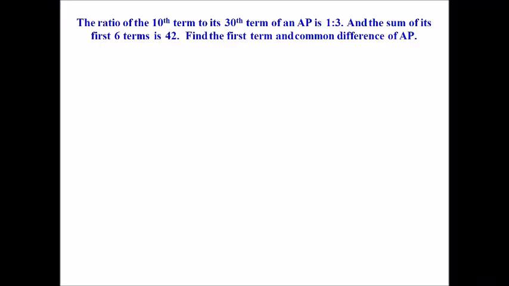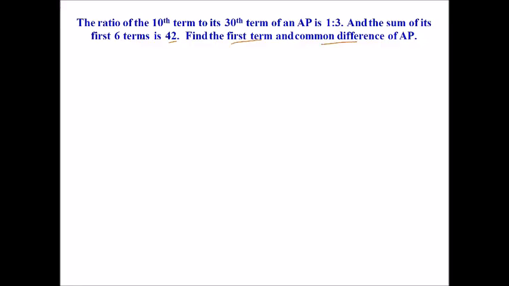The question is: the ratio of the 10th term to the 30th term of an AP is 1:3 and the sum of its first 6 terms is 42. Find the first term and common difference of the AP.